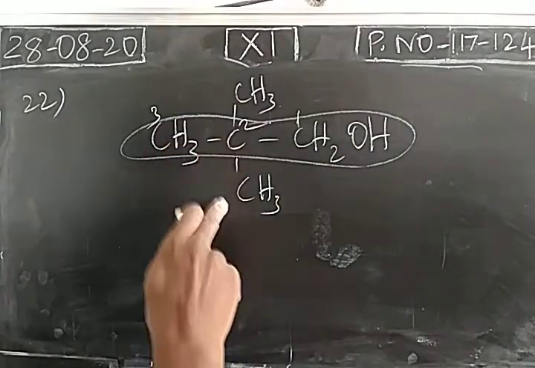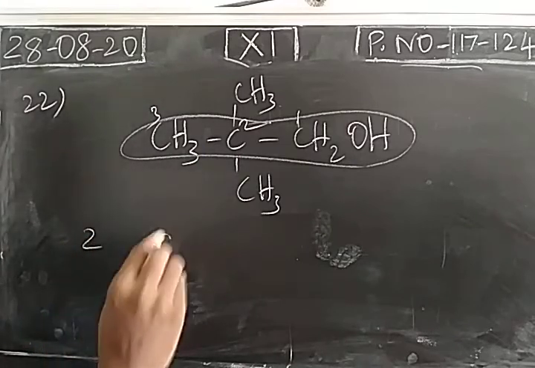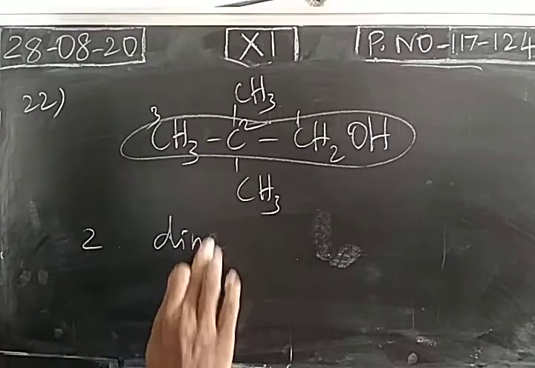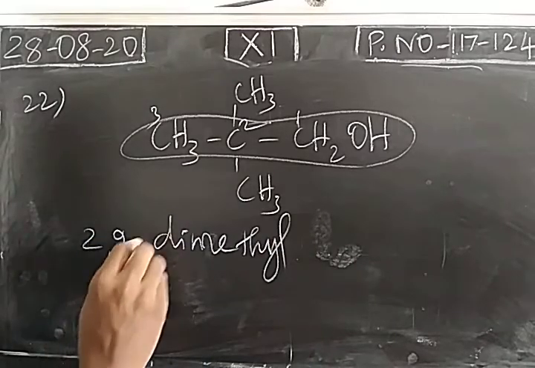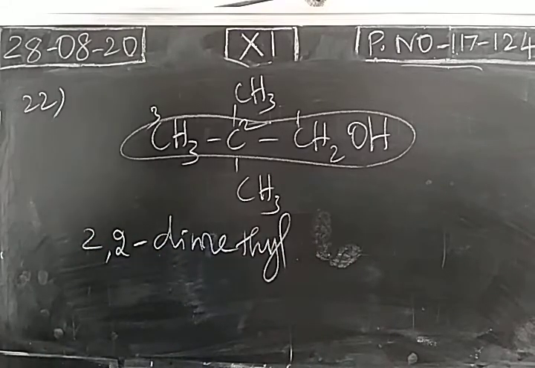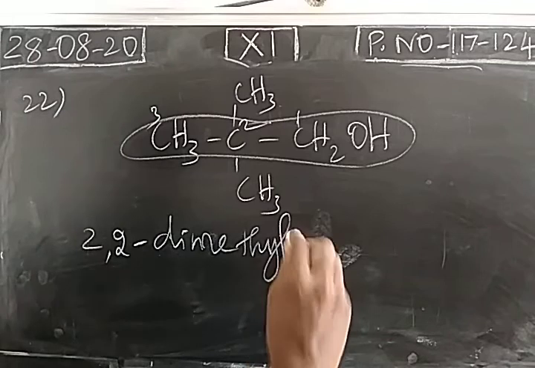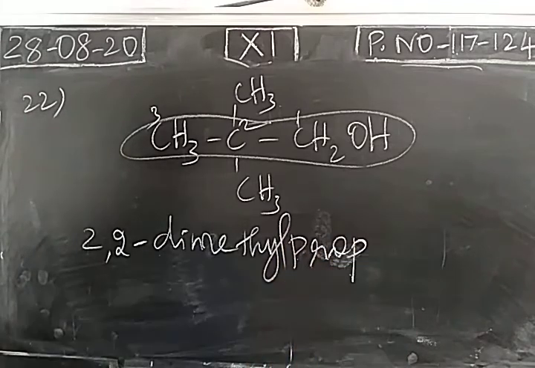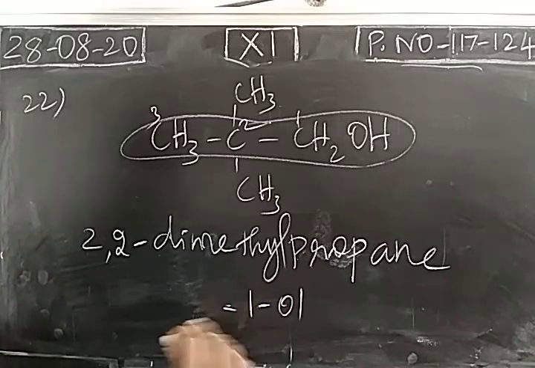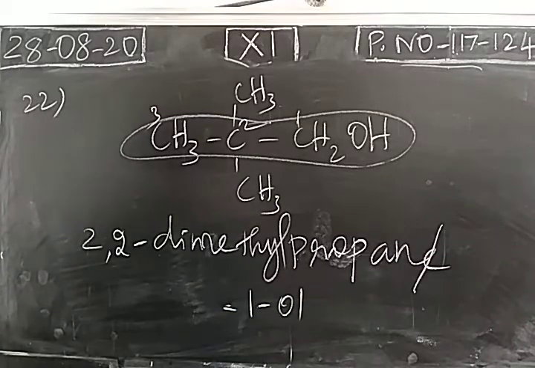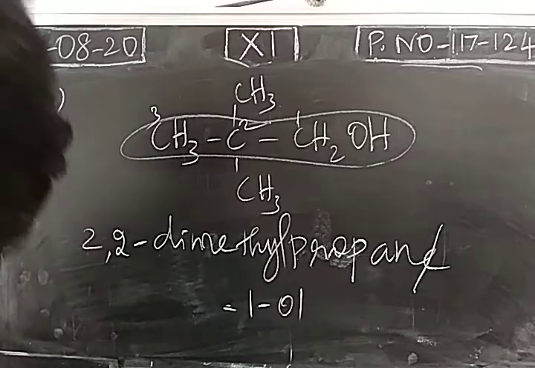So we have 2 methyl groups at the 2nd position, so prefix dimethyl at position 2. So 2,2-dimethyl. Totally 3 carbon atoms in the longest chain, root word prop, only single bond present, primary suffix ane, secondary suffix ol, alcohol means ol, the position is 1, and this will be struck out. So 2,2-dimethylpropan-1-ol.